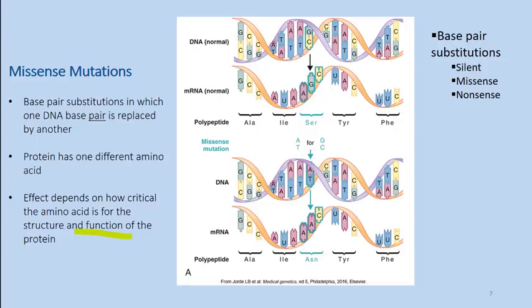Missense mutations occur when one base pair is substituted for another. And this will cause a single amino acid change in most cases. And I'll show you what that means in a moment on the image. But because of the redundancy of our genetic code, sometimes there's no consequence of this, or there might not be any profound issues.